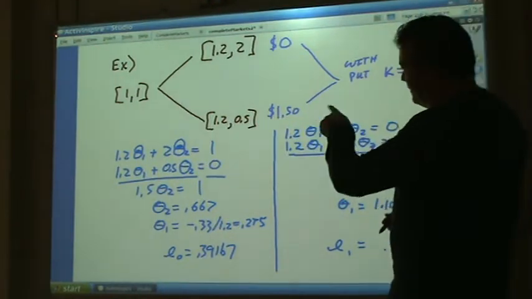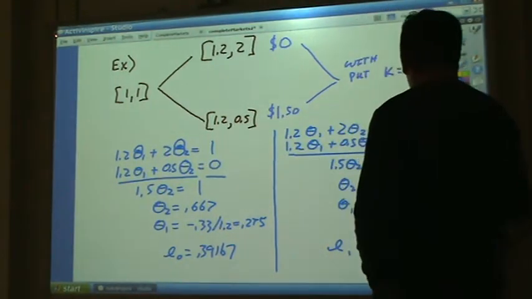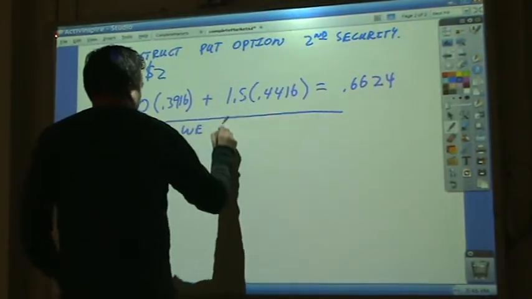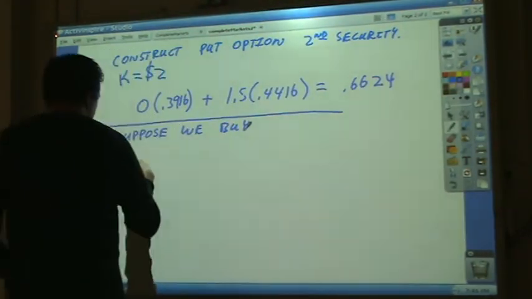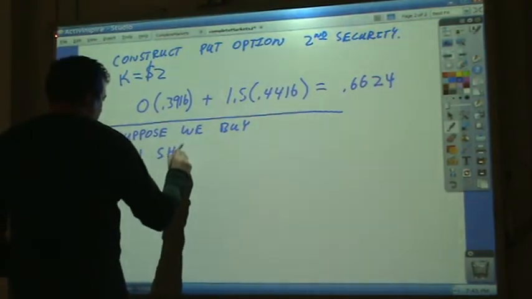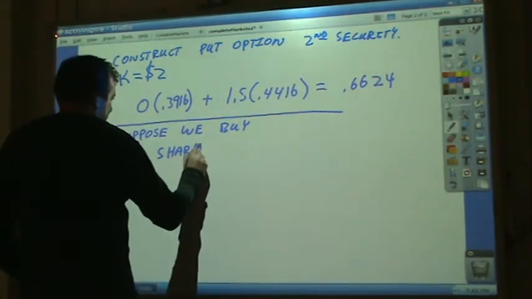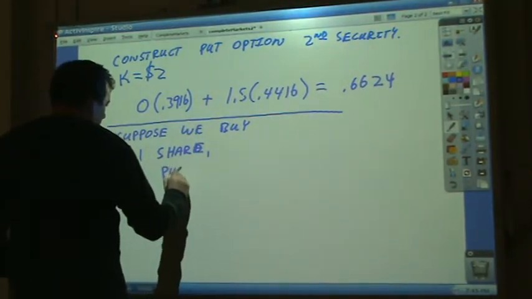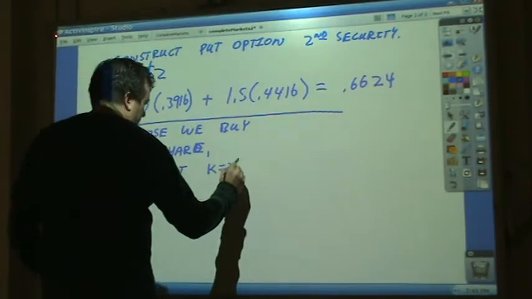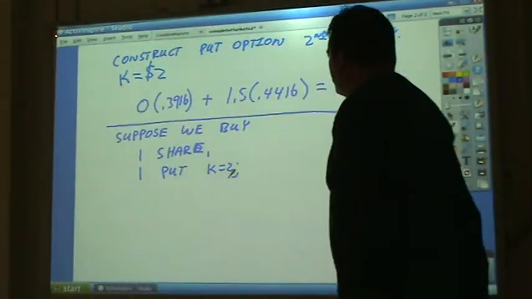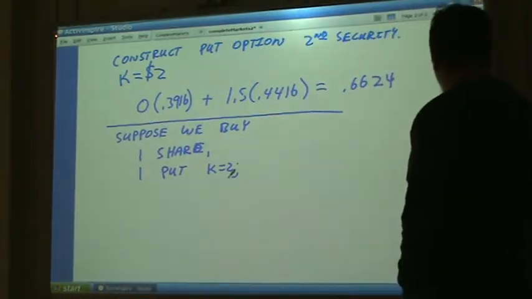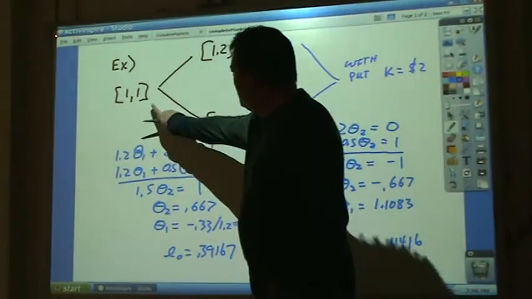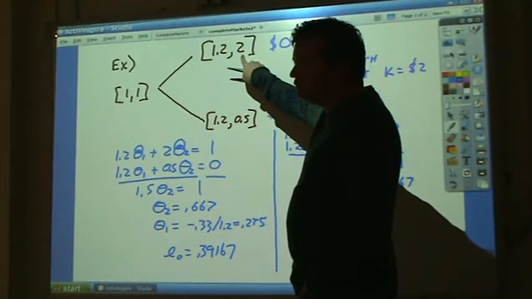But suppose you didn't see that right away and we wanted to calculate what the interest rate is. We could say, suppose we buy one share of the second one, which is number one, and one put with a K of $2. Suppose we did that. What would our payout be a year from now? If we go to the upstate, the stock is worth $2.